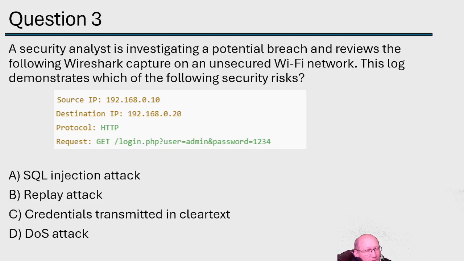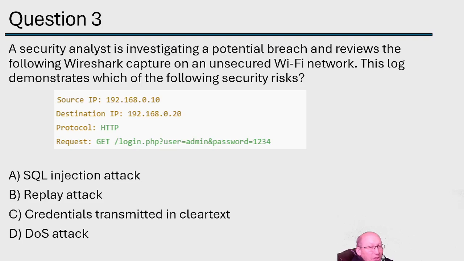That would be involving reusing data, and we're seeing a GET request. We're not seeing a reuse of data. And so no, not going to be a replay attack. That would mean credentials transmitted in clear text or a DOS attack. I think we know it's not a DOS attack. I think we know it has to be credentials transmitted in clear text. We see the credentials. They're right there in clear text on Wireshark.